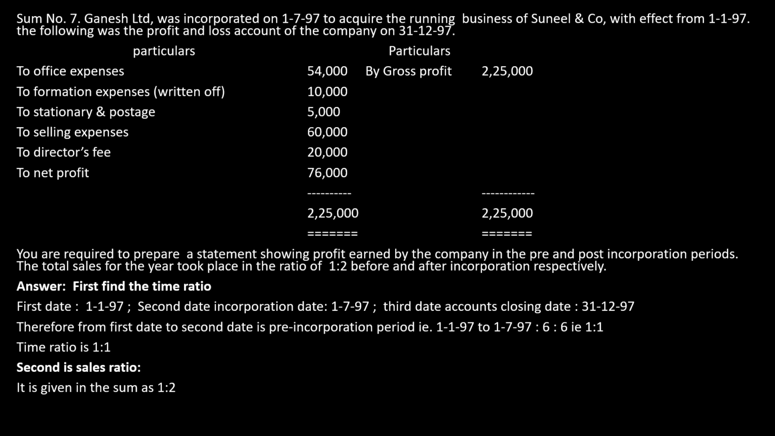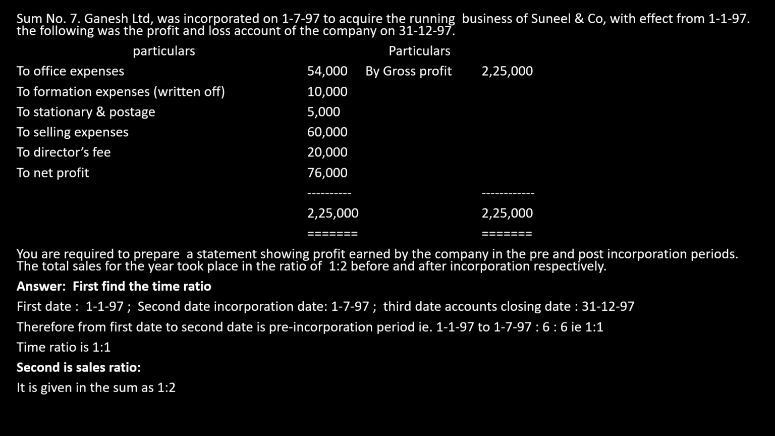Then to find the time ratio, from 1/1/97 to 1/7/97, how many months are there? January, February, March, April, May, June, July. July you don't take because it is on 1/7. So it is not 31/7, it is only 1/7. Therefore, you will not consider the 7th month. You will take only up to the 6th month. So it is 6 months.